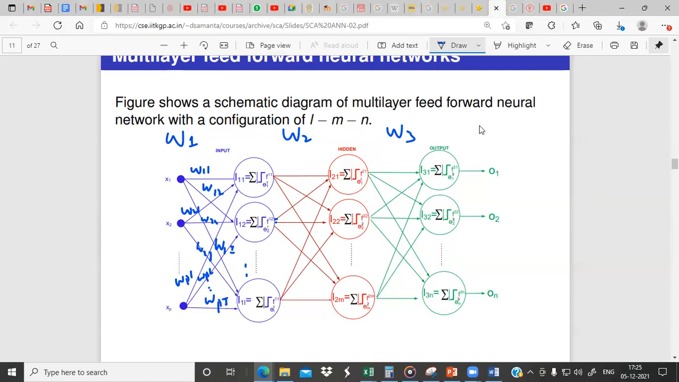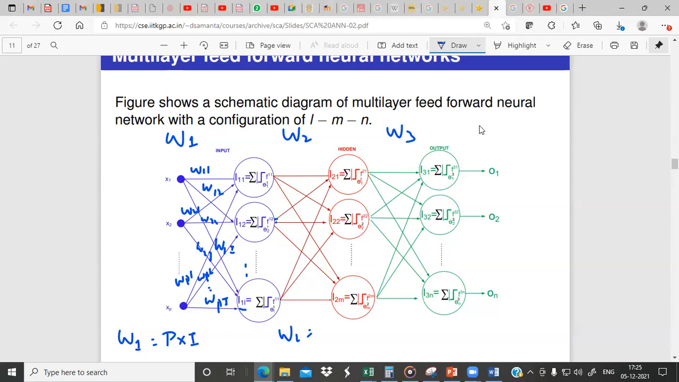So what is the size of this weight matrix? It has P rows and I columns. So weight matrix 1 will have P rows and I columns. Similarly, for weight matrix 2, here the input layer contains I neurons and the hidden layer contains M neurons.